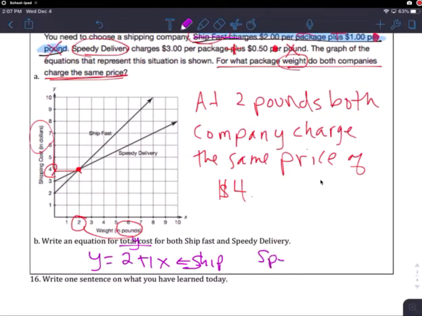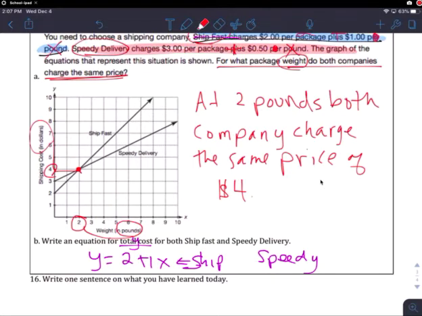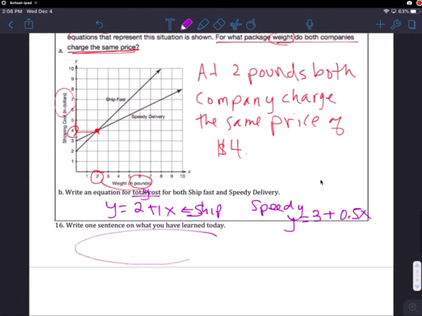Now Speedy. I'll change the color to red here. Speedy is $3 per package plus 50 cents per pound. So it's just $3 plus 50 cents per pound. So 3 plus, we want the total cost. So y equals 3 plus 50 cents per pound x. Okay, make sure you write at least one thing you learned today.